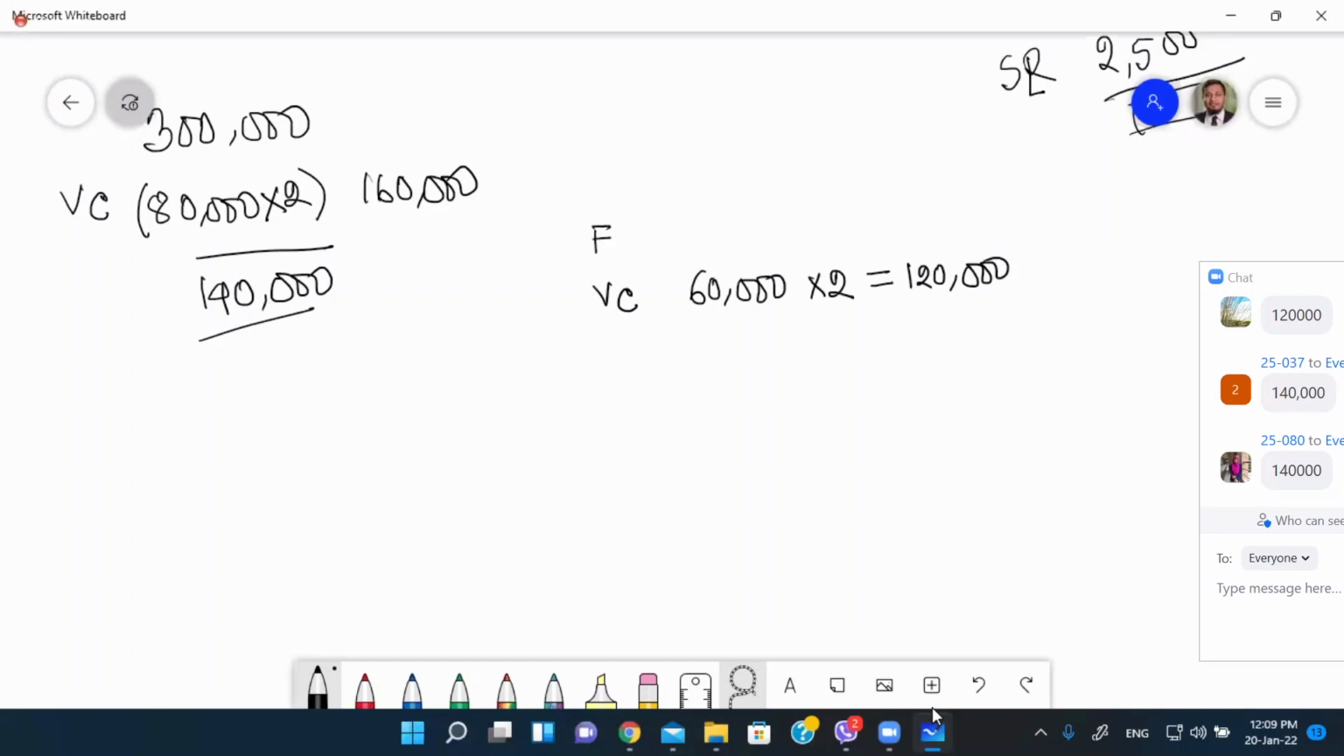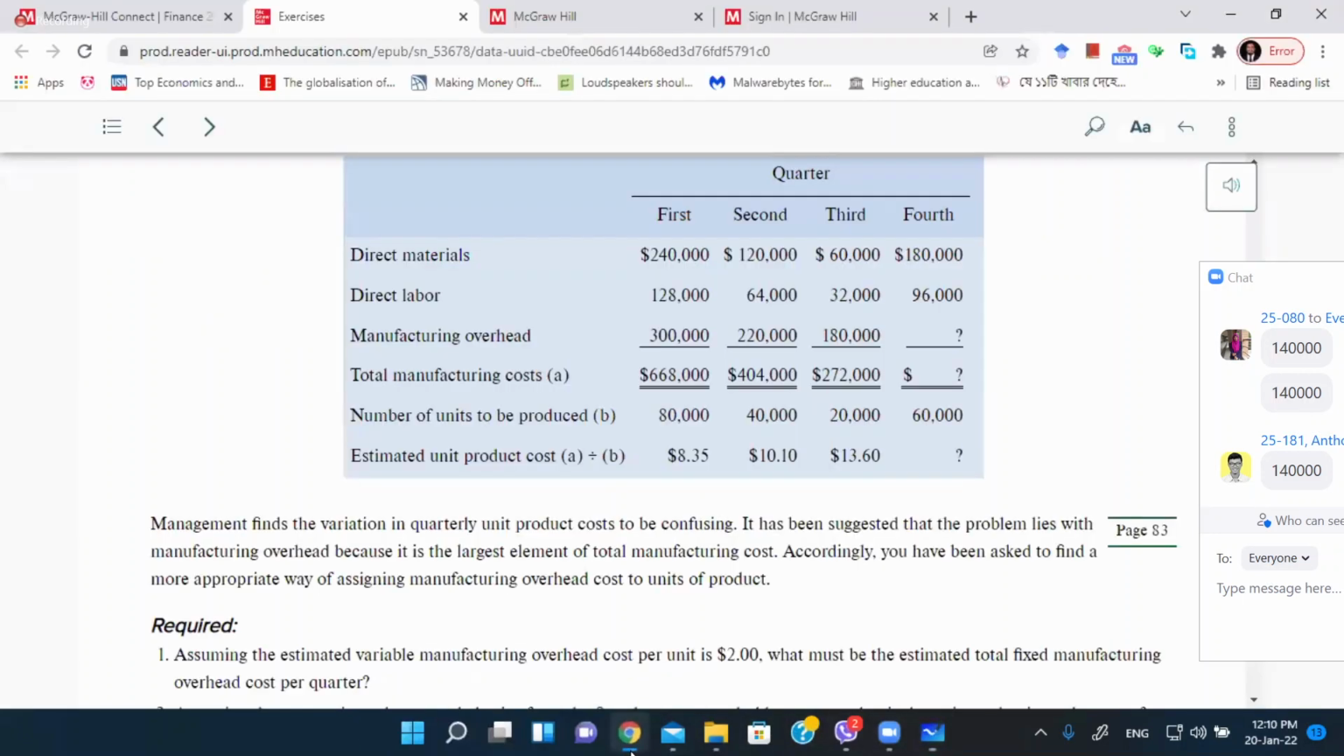What is the fixed cost if the cost behavior remains the same in all quarters? Write your responses in the chat box. Okay, responses are coming. It is to be 140,000. In that case, we get the manufacturing overhead for the 4th quarter as 260,000. So you see, if the manufacturing overhead is 260,000, what will be the total manufacturing cost?